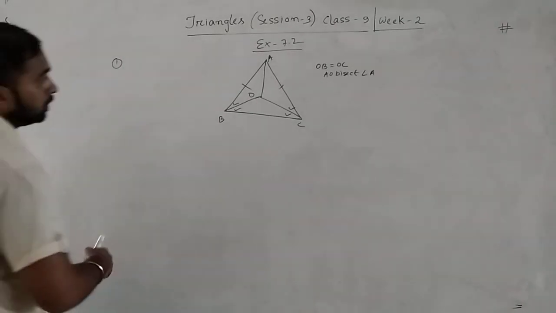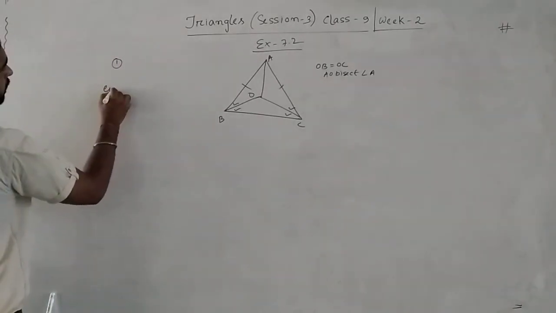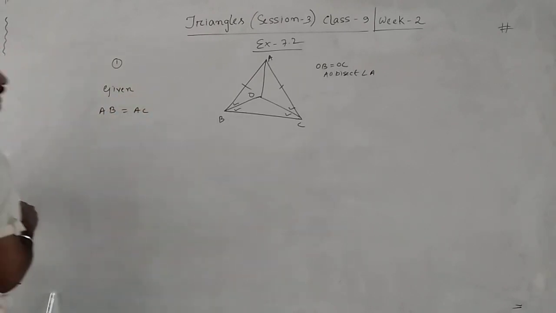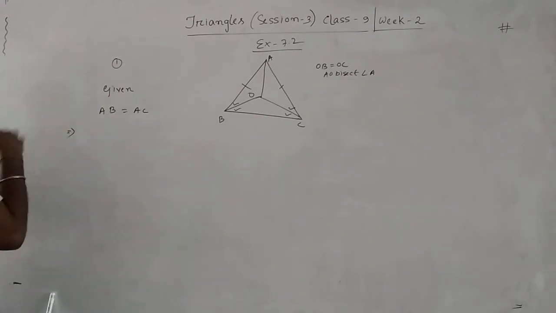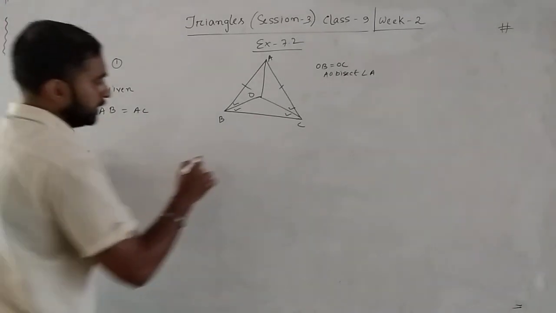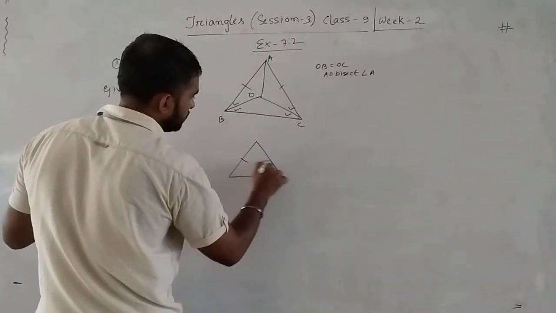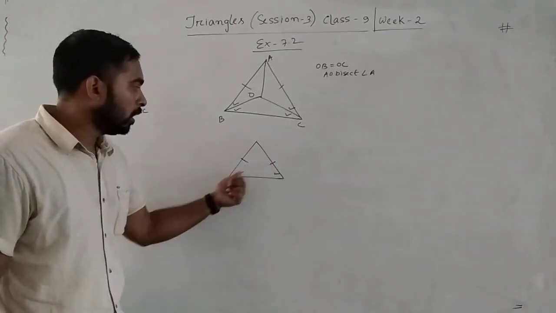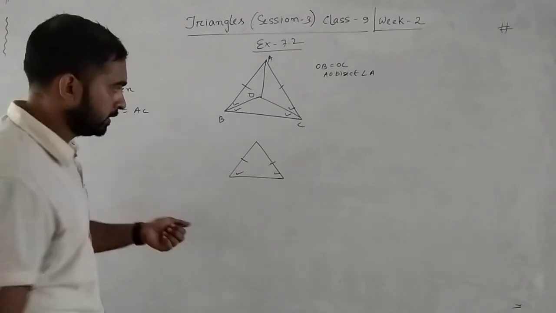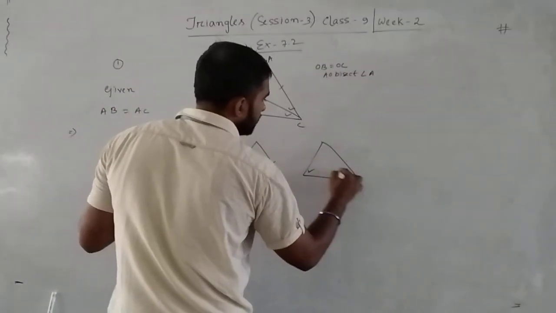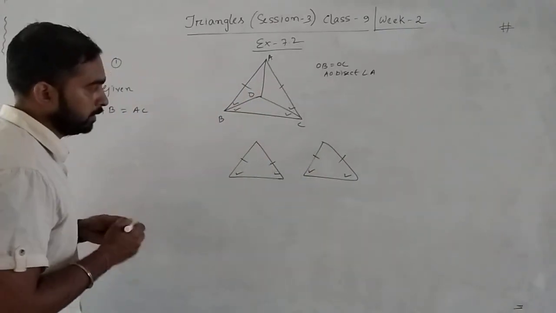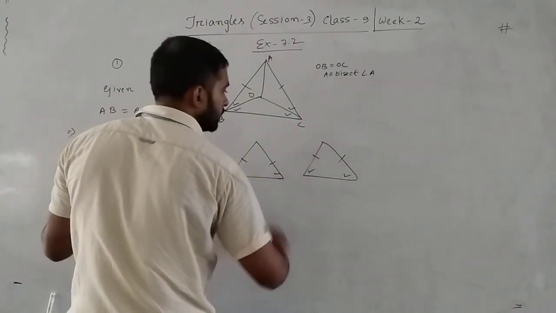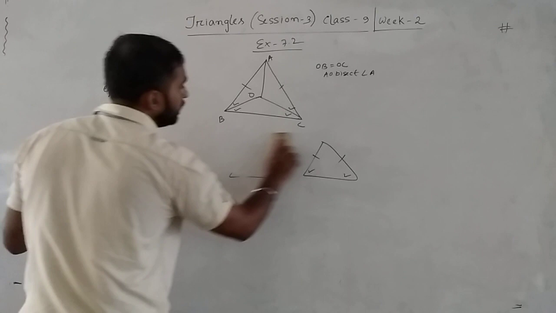Okay, done. First of all, what is given? AB equal to AC. If AB equal to AC, then there is a property. See in this triangle, if these two sides are equal, then these two angles are also equal. Why? Because the reason is angles opposite to equal sides are equal, and vice versa. Vice versa means if these two angles are equal, then these two sides are equal.